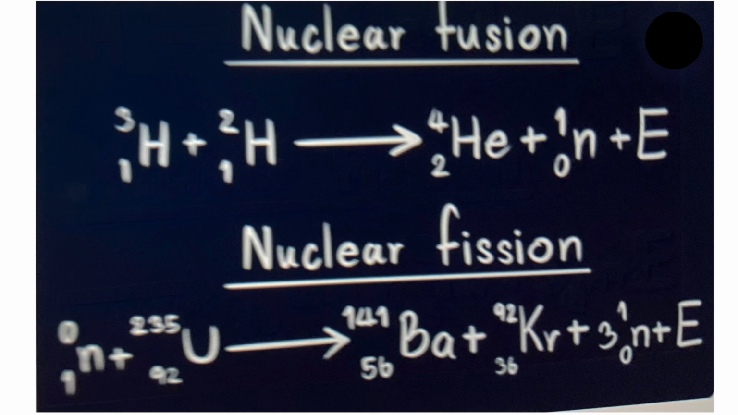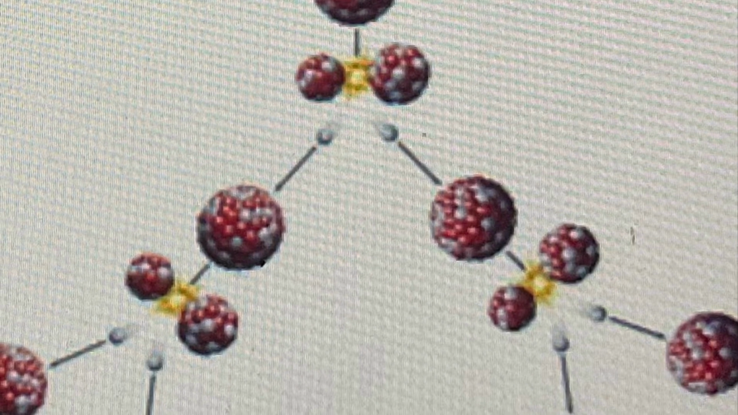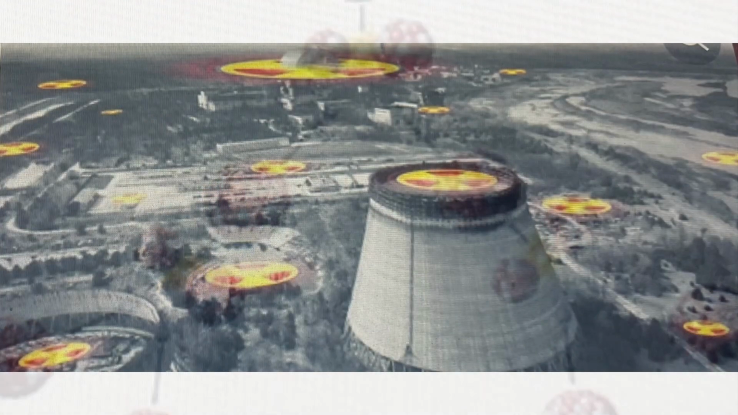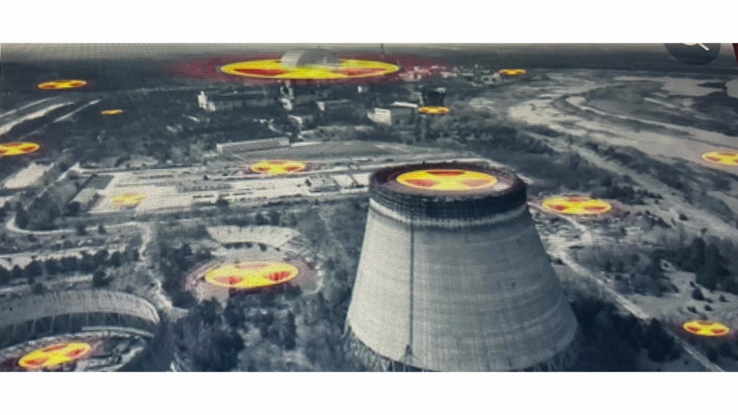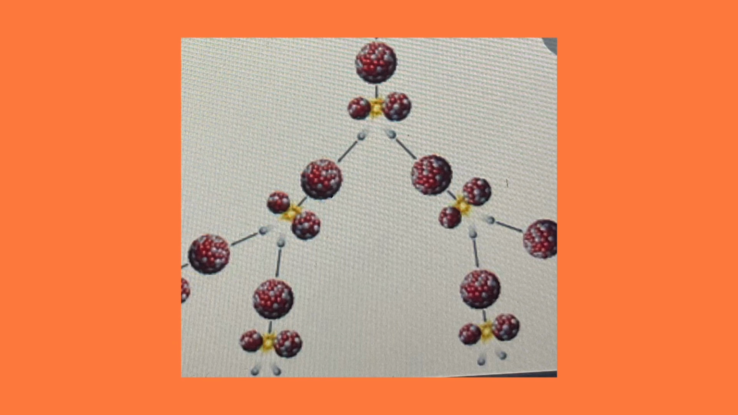Now, contrary to that, if we bind two lighter nuclei together, what will happen? After fusion, the binding energy of the heavier nucleus will be more than that of the two lighter nuclei, and this process is called fusion. So guys, see you in the next video.